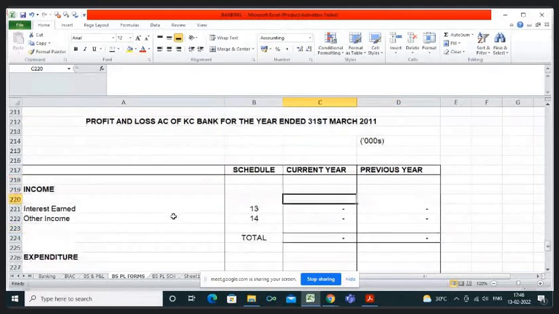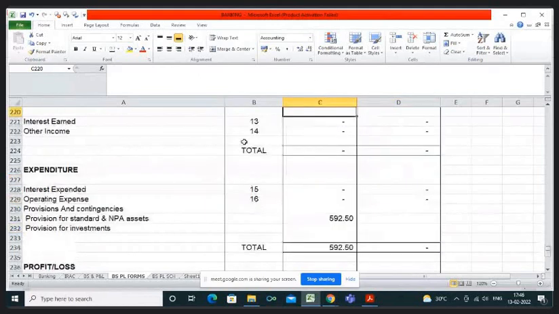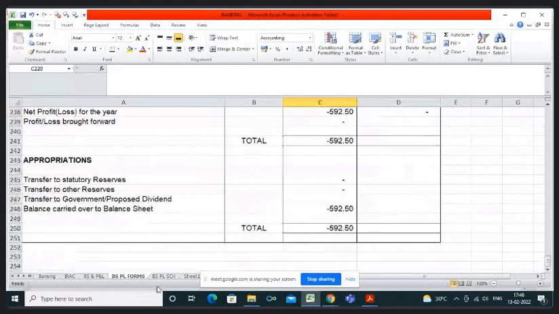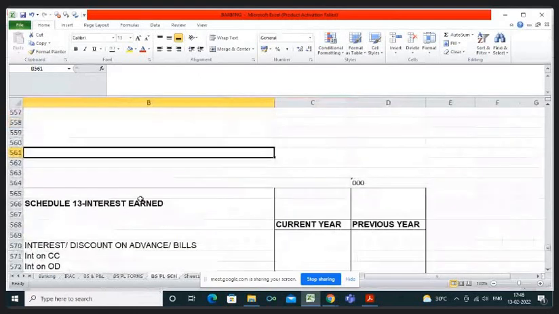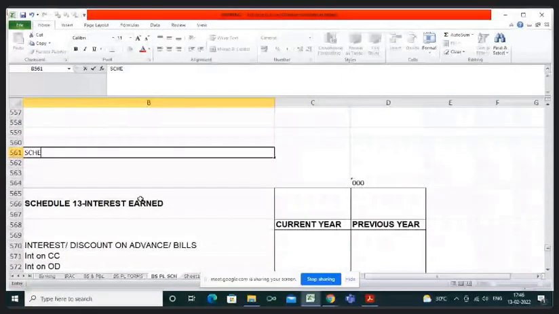So I have the format of the profit and loss account. Now I will move on to the format for schedules. I will write schedules forming part of the profit and loss account.